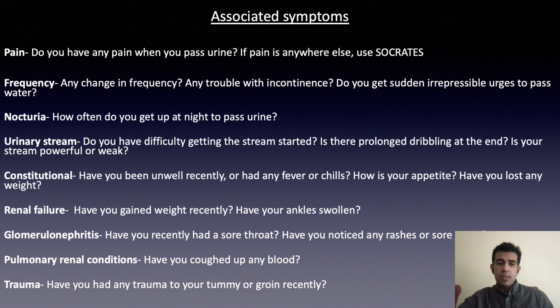Also, have a look at the kidneys. Have you gained any weight recently? As in, are they edematous? Are their ankles swollen? Have they recently had a sore throat? Have they noticed any rashes?